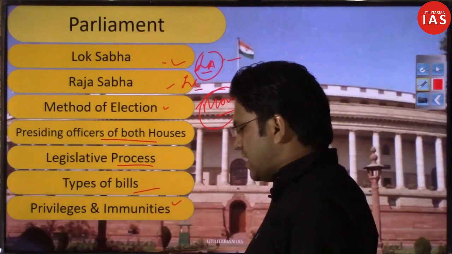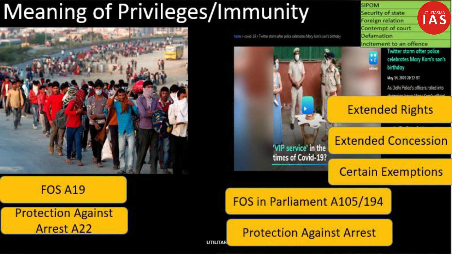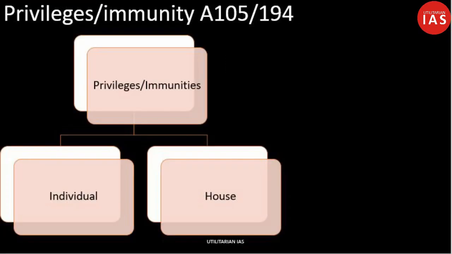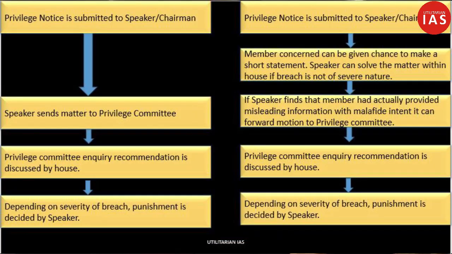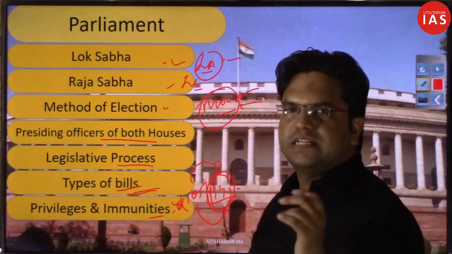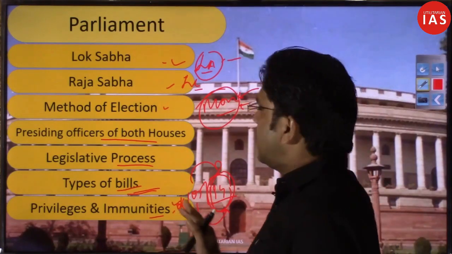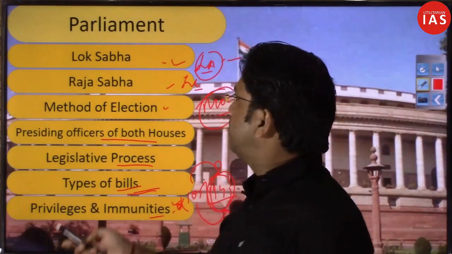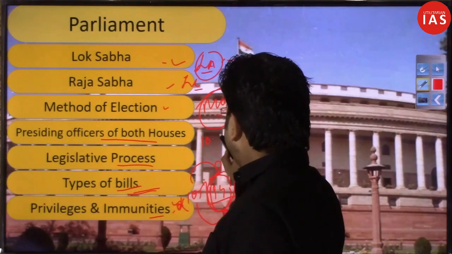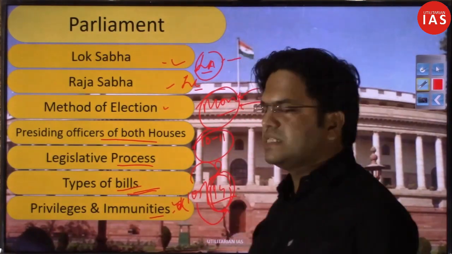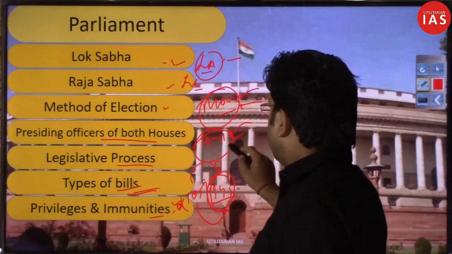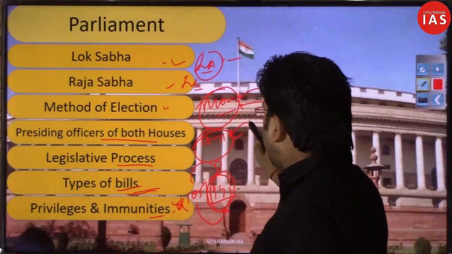What are the privileges and immunities that have been given to MPs and MLAs? The privileges and immunities that a Member of Parliament enjoys, similar privileges and immunities are enjoyed by a Member of the Legislative Council and a Member of the Legislative Assembly at the state level as well. So we will not discuss these privileges and immunities, and similarly wherever there are commonalities, I will simply refer you to them, because on Parliament we spent enough time, around 10 to 11 hours. So there is no point in discussing all those common points here as well.